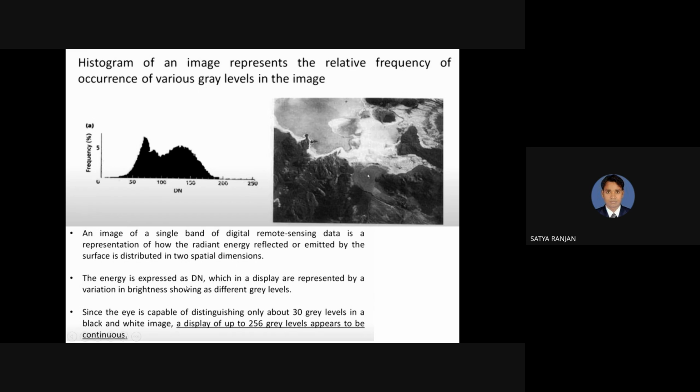So the DN value is expressed and displayed, and the eye is capable of distinguishing only 30 gray levels in a black and white image, but in the satellite image there are a minimum of 256 gray levels. So that's why we cannot distinguish all of this. In the frequency distribution, we can identify the different distributions of satellite DN values.